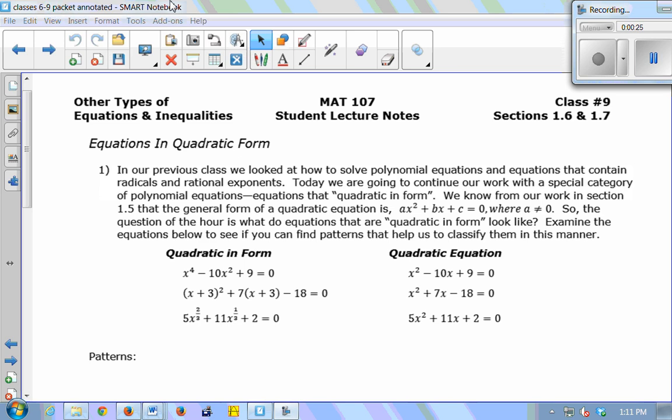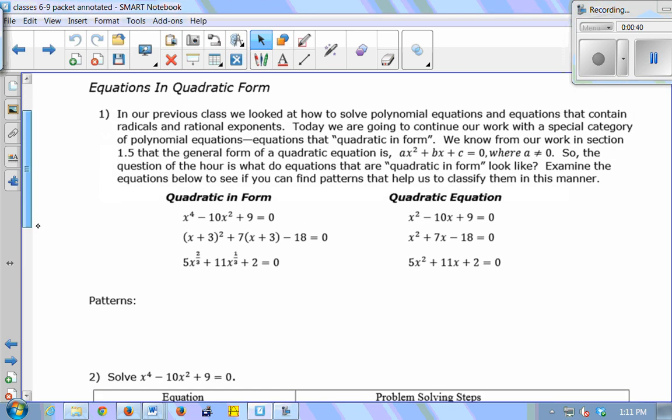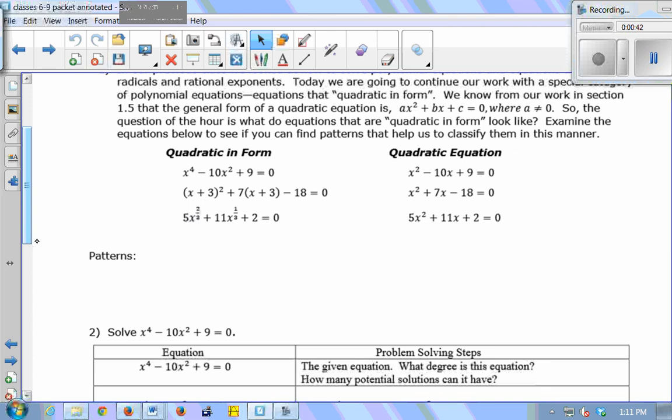So in our last class, we looked at how to solve polynomial equations and equations that contain radicals and rationals. Today, we continue our work with a special category of polynomial equations. Those are equations that are in quadratic form. Okay, so we know from our work in section 1.5 that a quadratic equation looks like this: ax squared plus bx plus c equals 0. So what do equations that are in quadratic form look like?